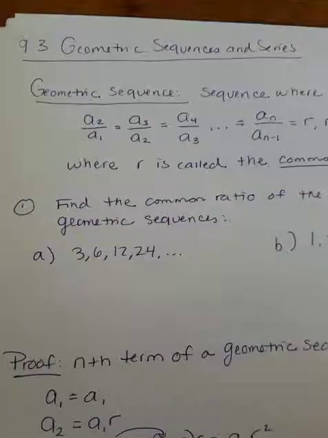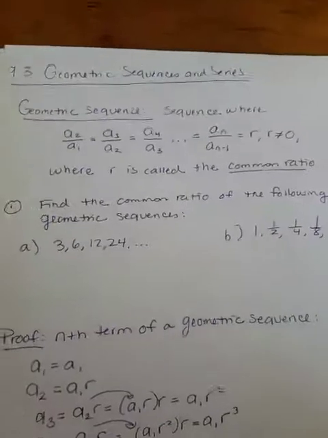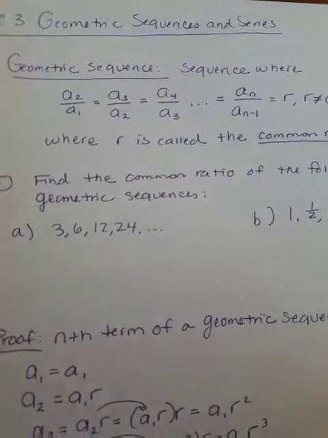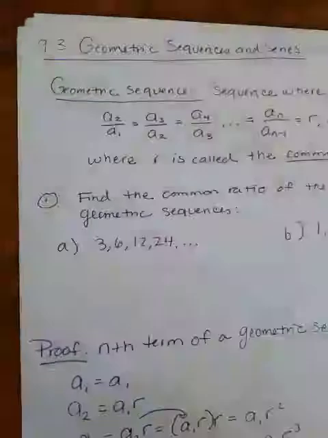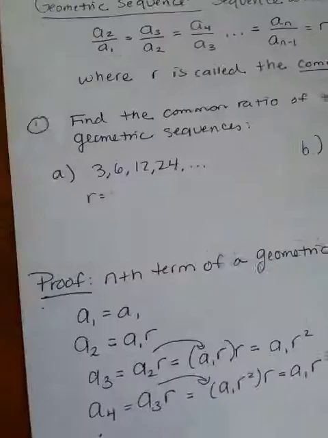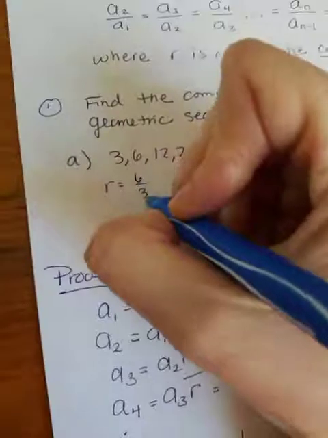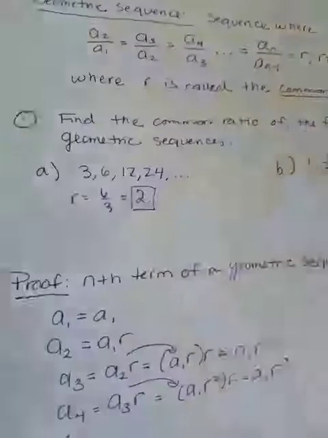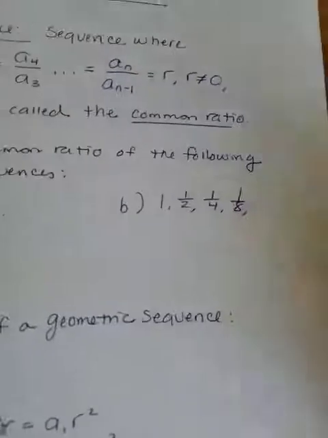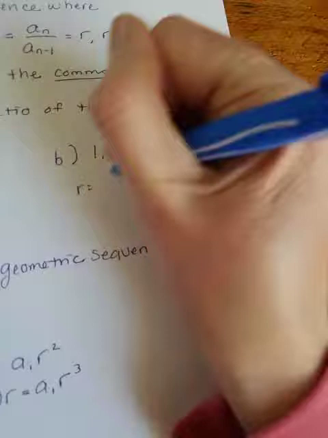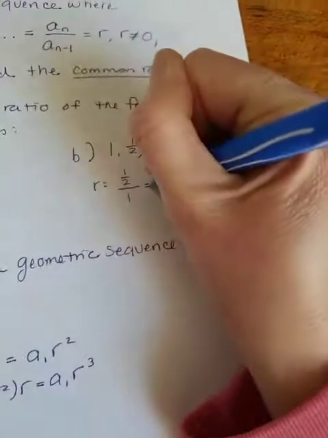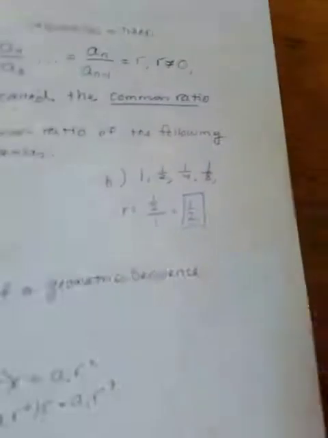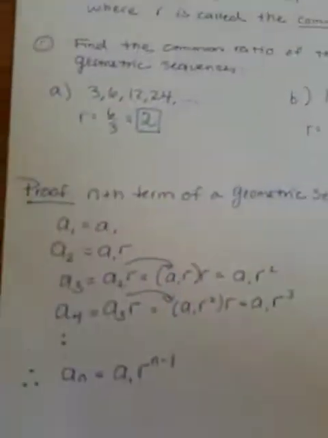So for number 1, really straightforward, find the common ratio of the following geometric sequences. We don't have to check that they're all the same because you're told that it's already a geometric sequence. We just have to find R. So pick your favorite 2. I'll take 6 and divide by 3. So R is 2. That's it. Using purple and blue was not the best choice here, but oh well. For B, same deal. I'm going to do 1/2 divided by 1. So my R is 1/2. Done. Easy as that.